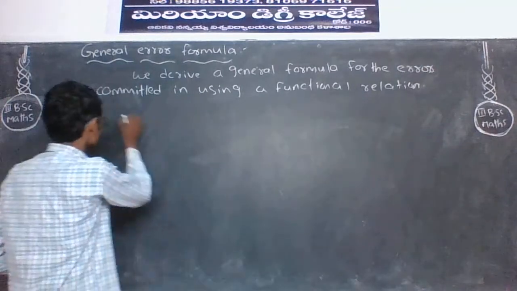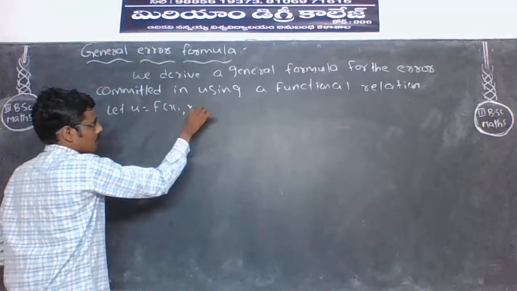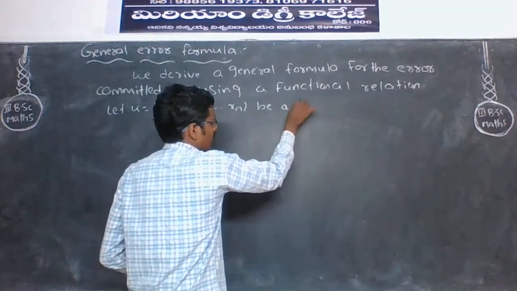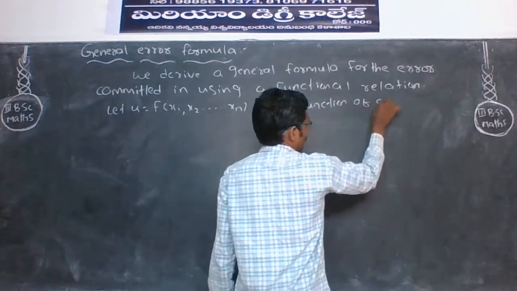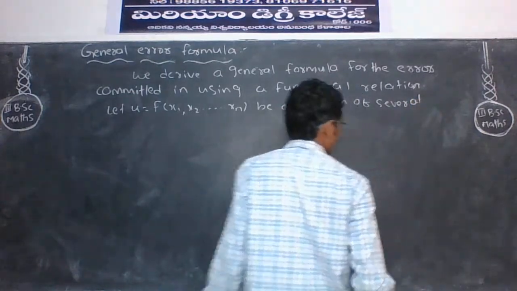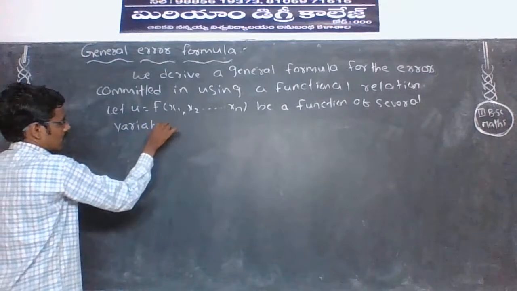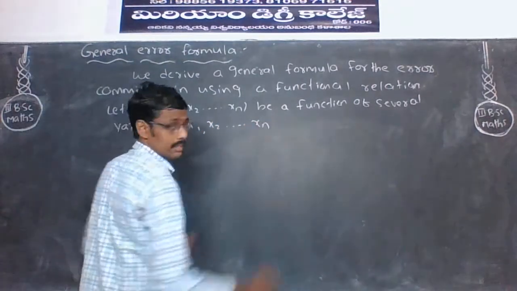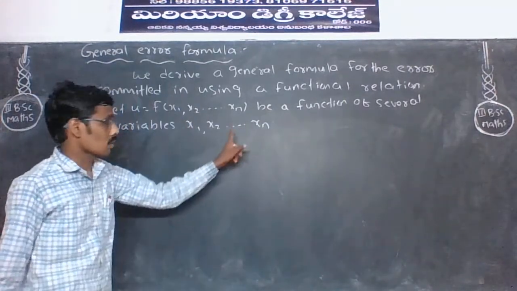Let u is equal to f of x1, x2 and so on, xn be a function of several variables x1, x2 and so on, xn.